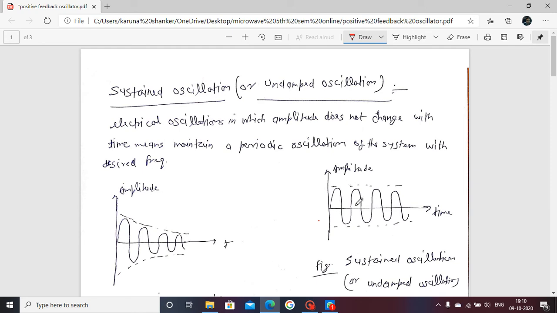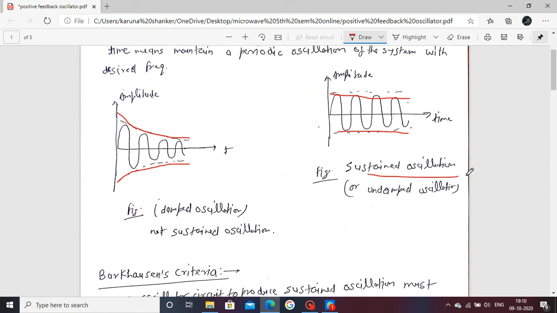Observe this waveform. This amplitude is constant. Constant means this is a time varying nature. This is a sine wave, which means the amplitude of both the positive and negative is constant. To observe this one, the amplitude decreases. Now this one is called a sustained oscillation, also called an undamped oscillation.